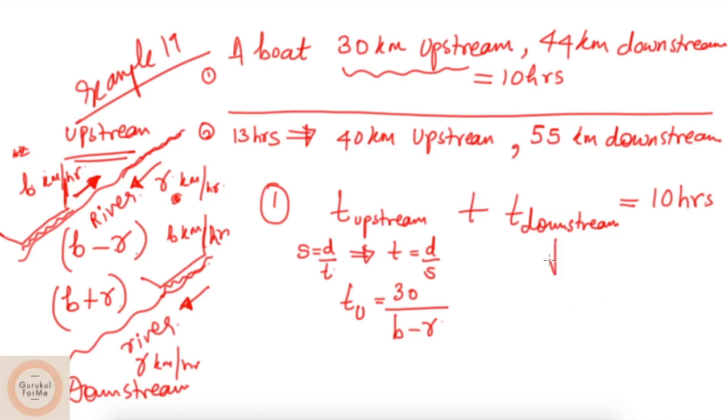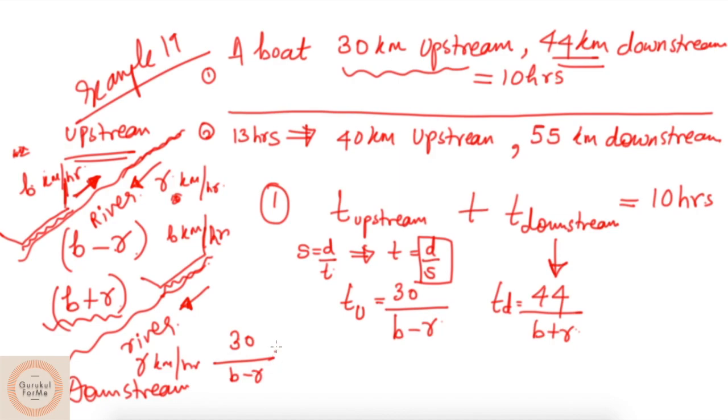And what is the time downstream that it takes? Distance by speed. What is the distance? 40 kilometers. And we saw here, what is the downstream speed? B plus R. This is T downstream. Can I say that 30 divided by B minus R plus 40 divided by B plus R is equal to 10? Is this equation number 1? Brilliant.